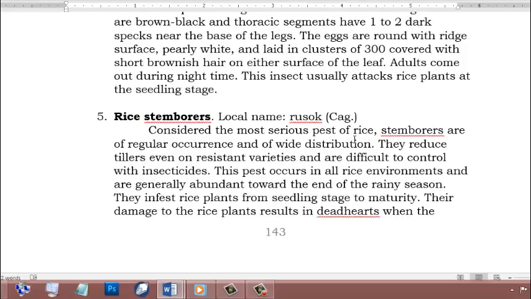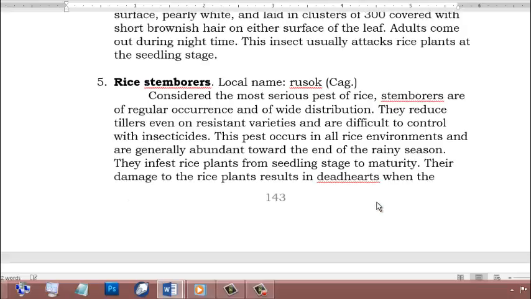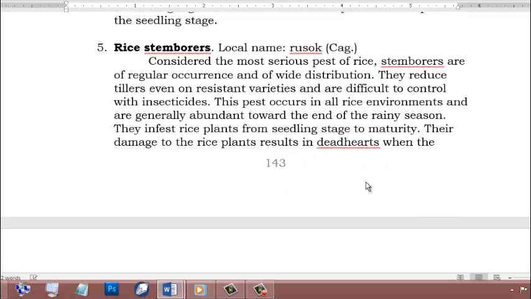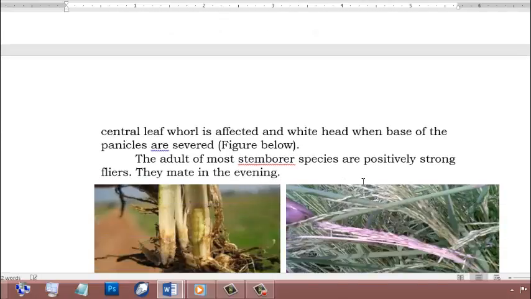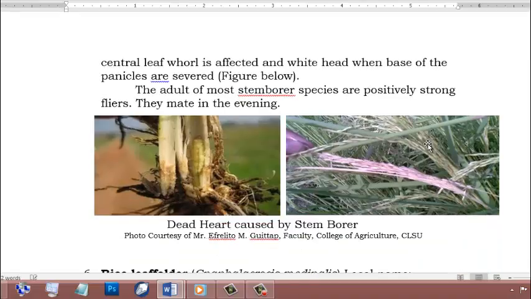This pest occurs in all rice environments and is generally abundant during or toward the end of the rainy season. They infest rice plants from seedling stage to maturity. Their damage to the rice plants results in dead hearts when the central leaf whorl is affected, and white heads when the base of the panicle is severed. Okay, this portion is affected by stem borers.